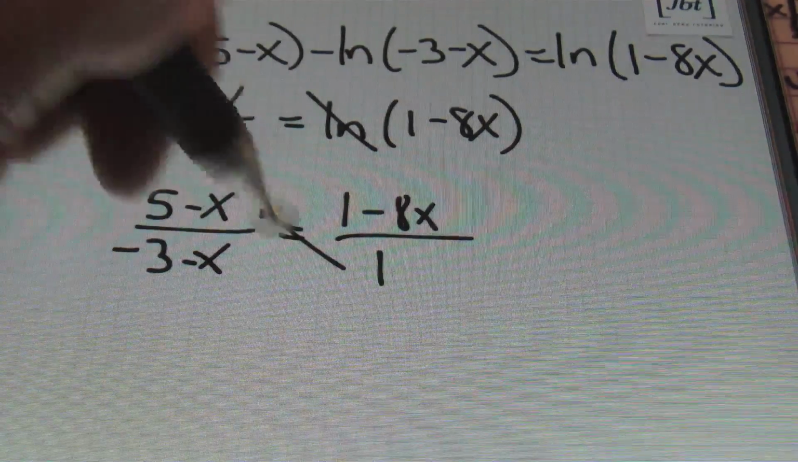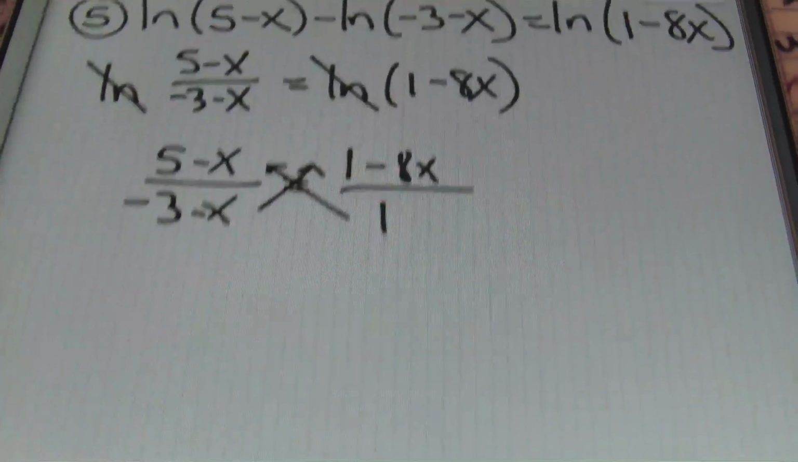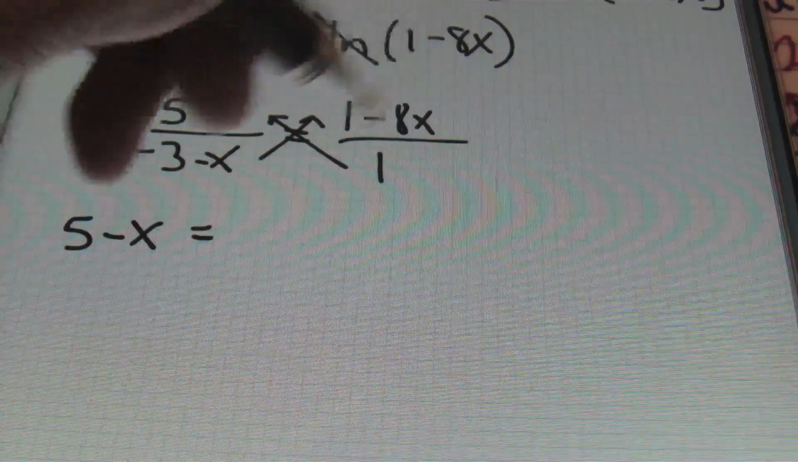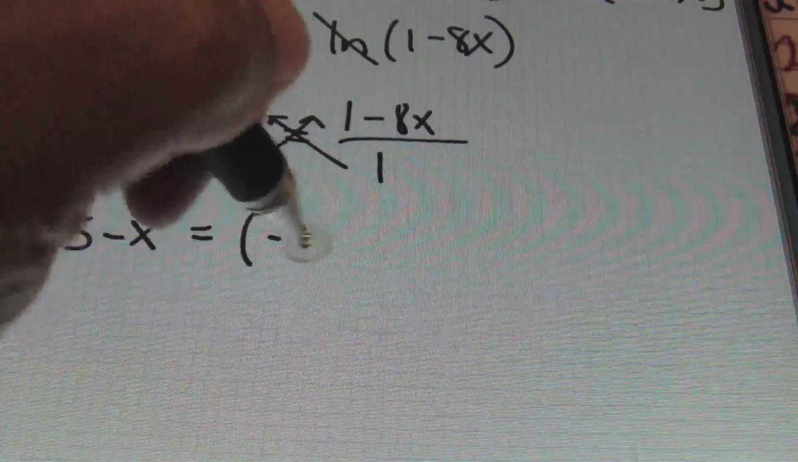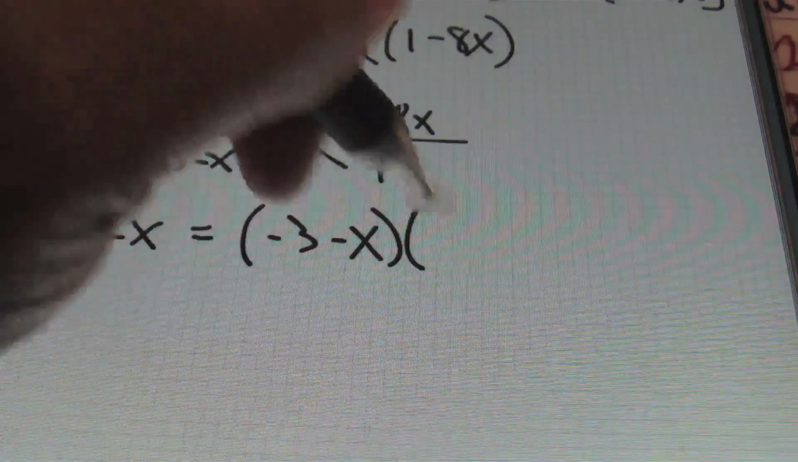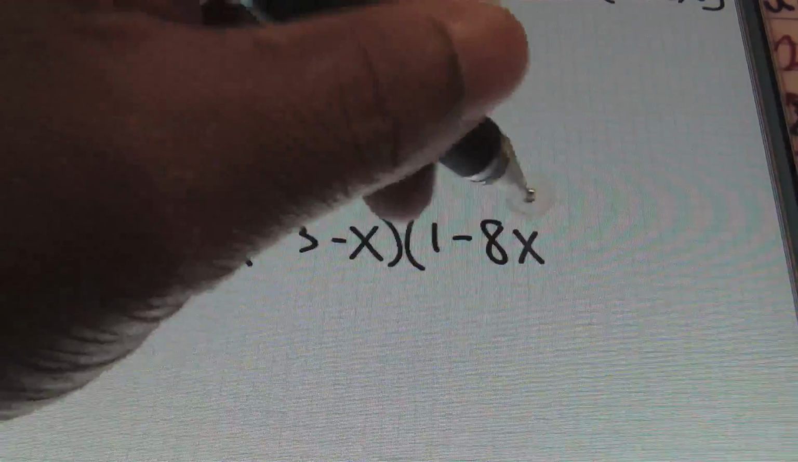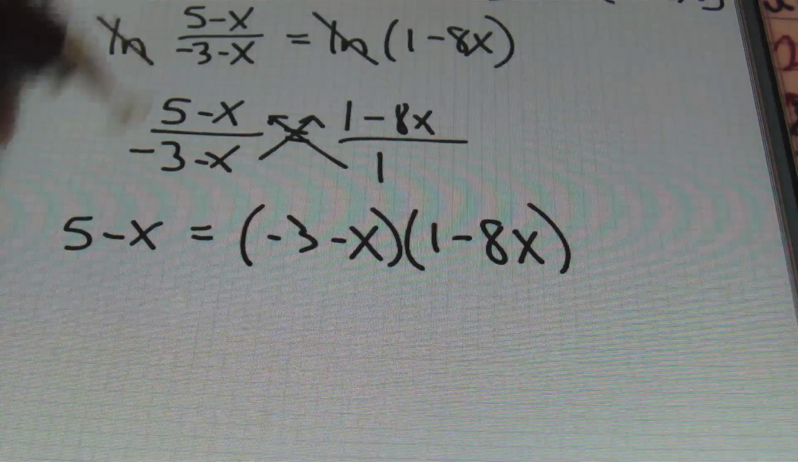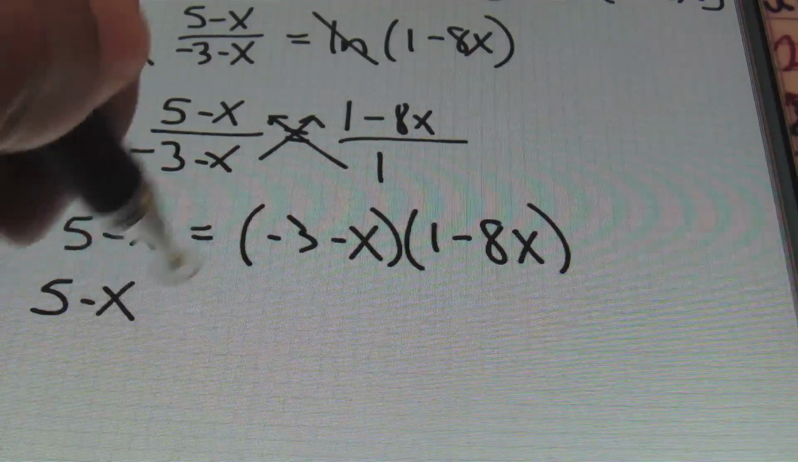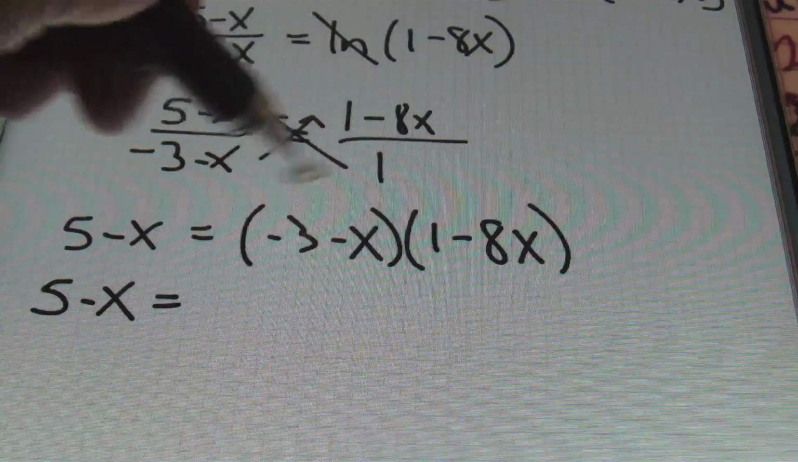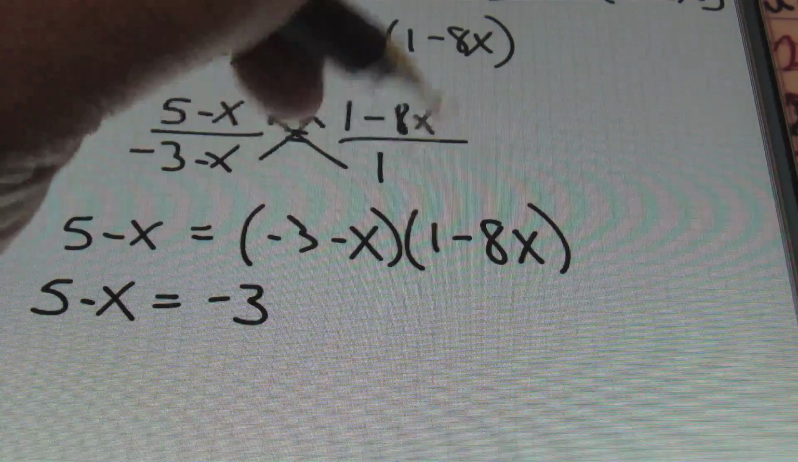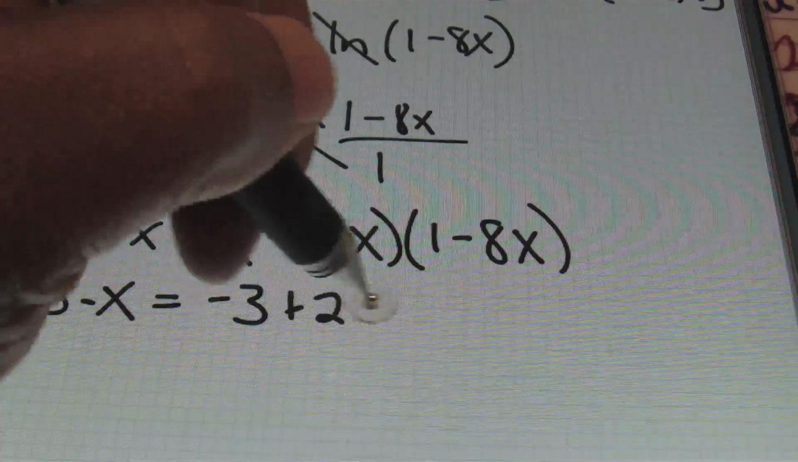Then I'll be cross multiplying, and you'll have 5 minus x equals the quantity of negative 3 minus x times 1 minus 8x, just like so. On the right side, I'll be multiplying this out. So I'm rewriting this. This is going to be 5 minus x equals, distributing here, negative 3 times 1 is negative 3. Negative 3 times negative 8x is a positive 24x.